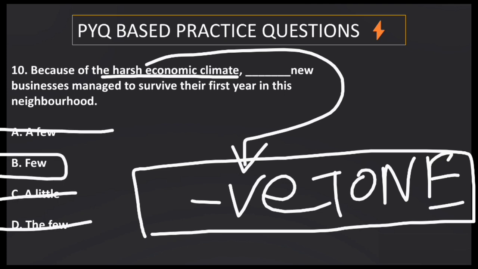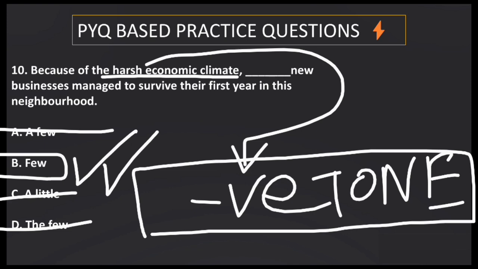A few. That is few. So when we see here the sentence, because of the harsh economic climate, it implies one kind of negative tone. You should choose few as the correct option because few is used with negative tone in a sentence and it is used with plural countable noun. Few new businesses. It means almost none, which is not sufficient. Because of the harsh economic climate, few new businesses managed to survive their first year in this neighborhood. So here few is the correct option.